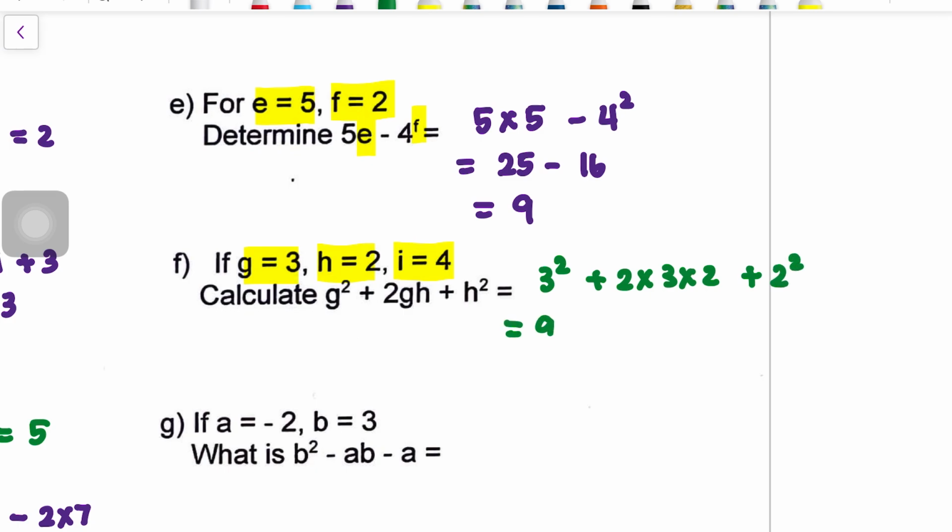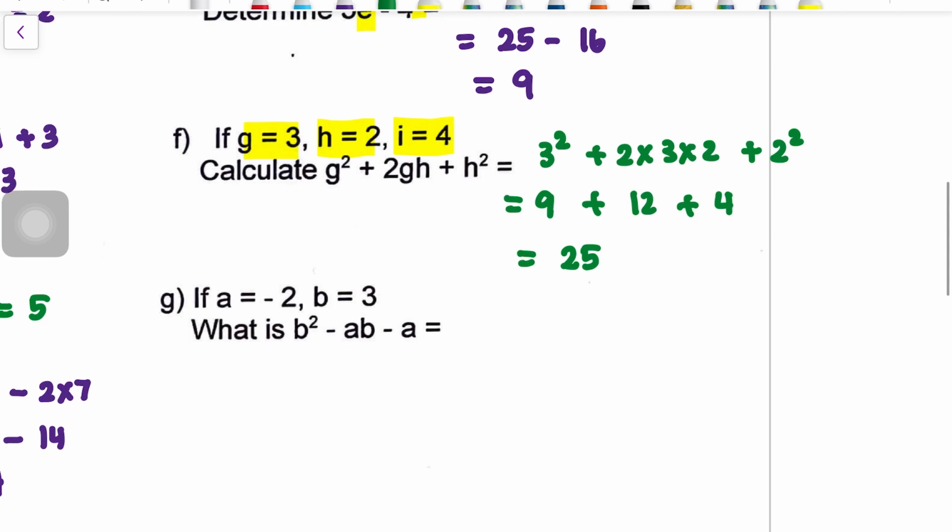So that will be 9 plus, so 2 times 3 is 6, double it, 12, plus 4. So far I got 9 plus 12 is 21, plus 4, 25. So that will be the answer. Okay? All right, part G.